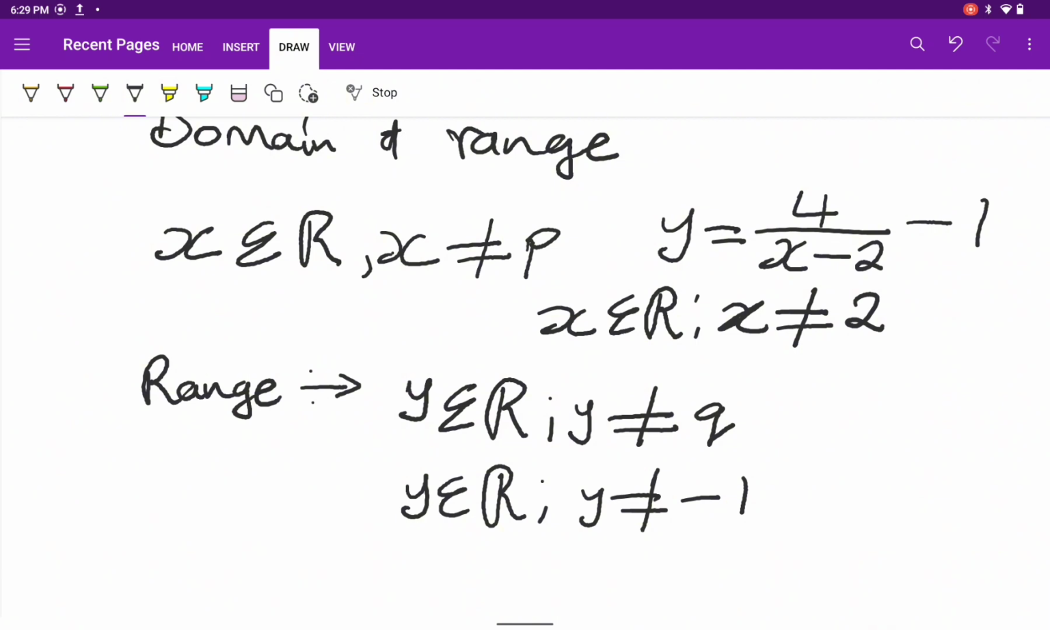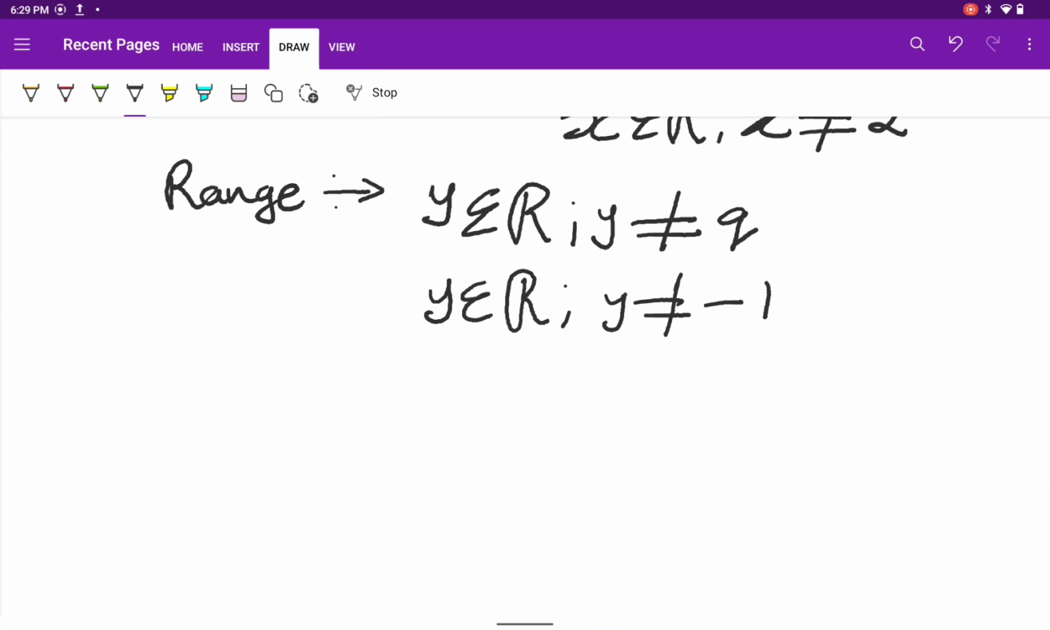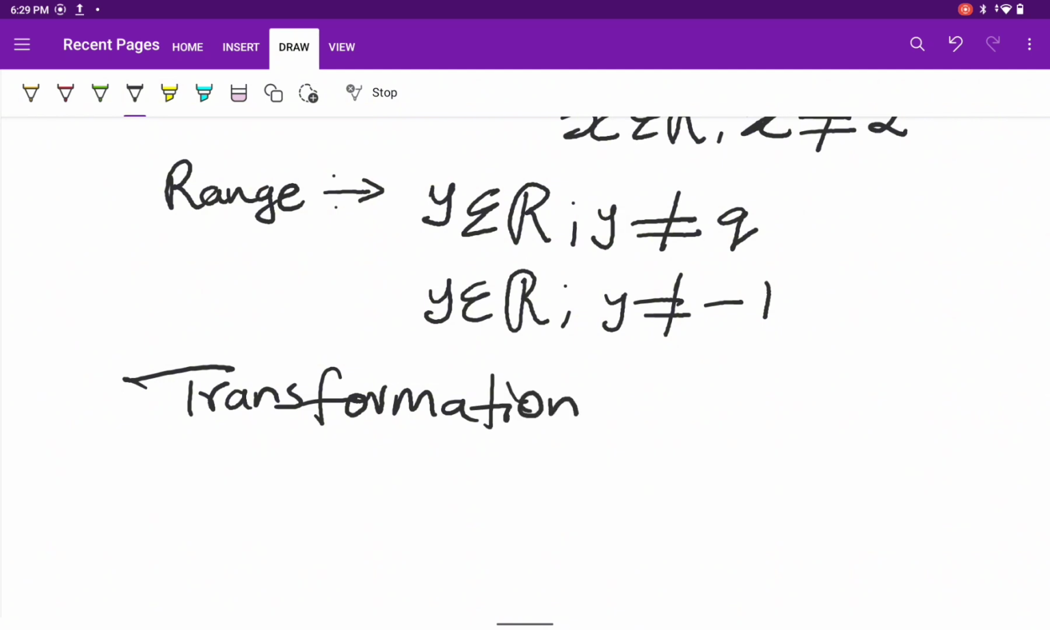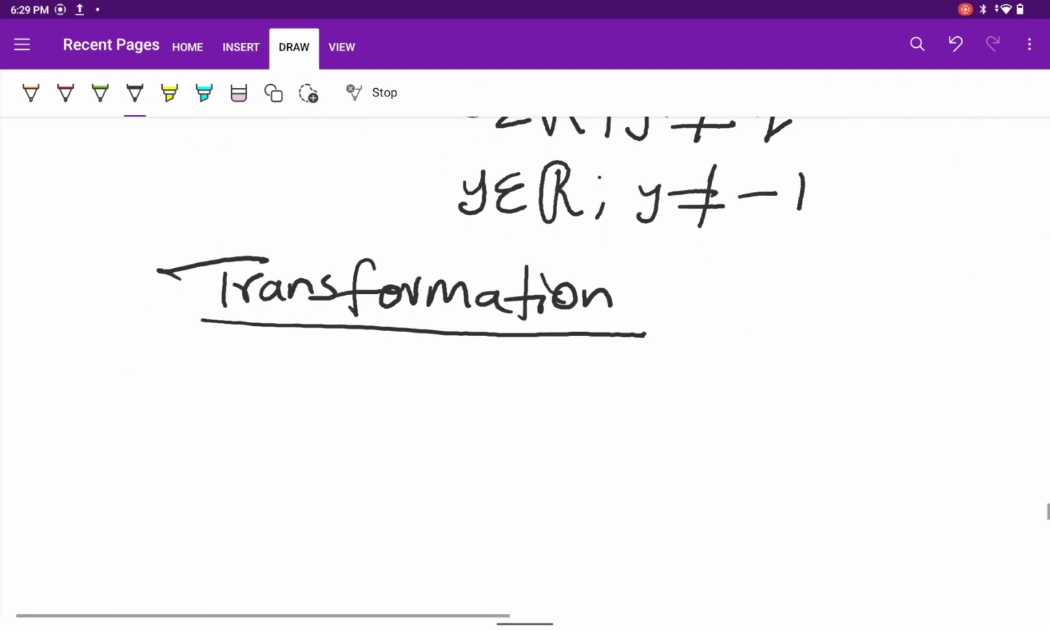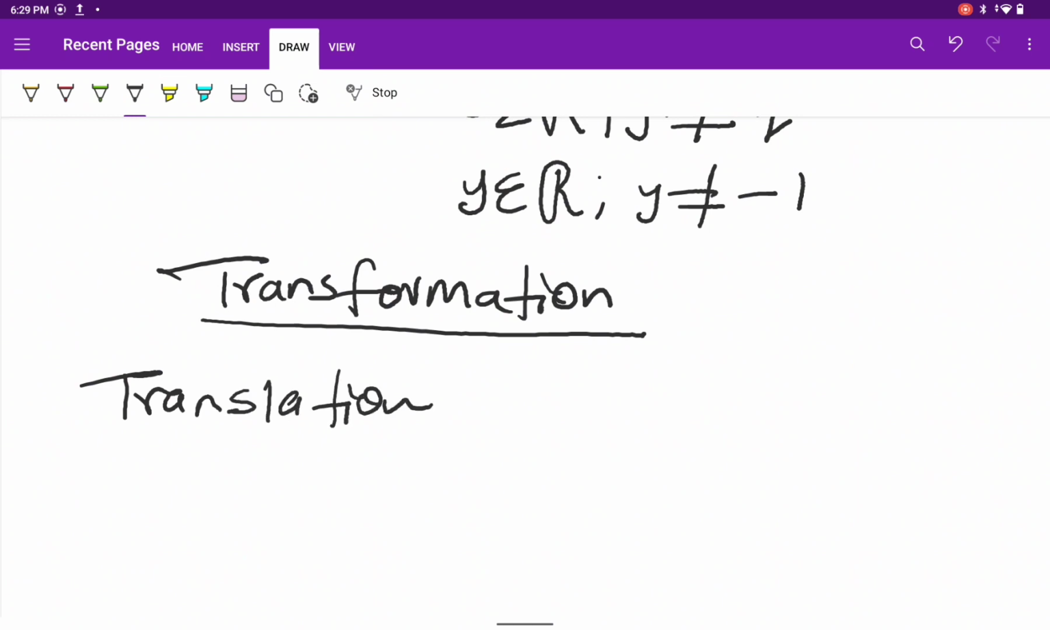All right, quickly I want us to look at the reflection. We will look at transformation. Let's do transformation. Now transformation, let's start with translation. So let's do translation quickly. Now we said translation is shifting. So let's say we have a function. Let's take the one that we've been dealing with. So it's 4 over x minus 2 minus 1.